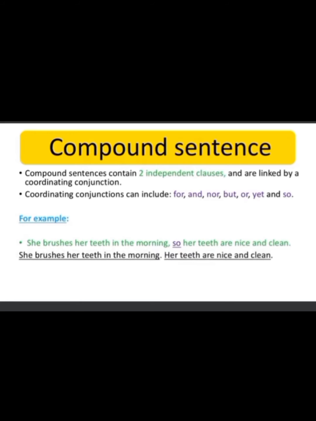Here, we can see the sentence without the coordinating conjunction. We have two independent clauses that each make sense on their own as separate sentences. Another example is, the baby laughed at the cartoon and he played with his toys. It's important to note that we use commas before the coordinating conjunction.